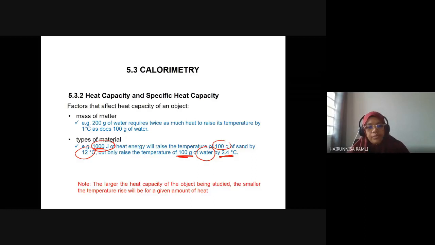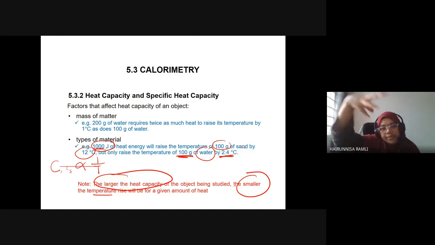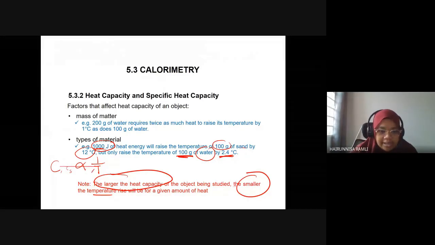So we can note here that, okay, the larger the heat capacity, the smaller the temperature. Meaning that, heat capacity C ataupun CS is inversely proportional to the temperature. Inversely. Lagi besar heat capacity, lagi kecil dia punya temperature rise. Dia punya temperature rise is delta T lah.